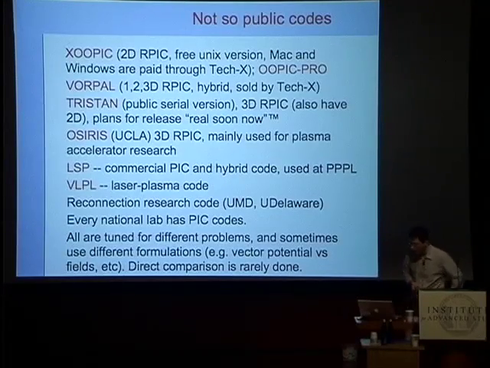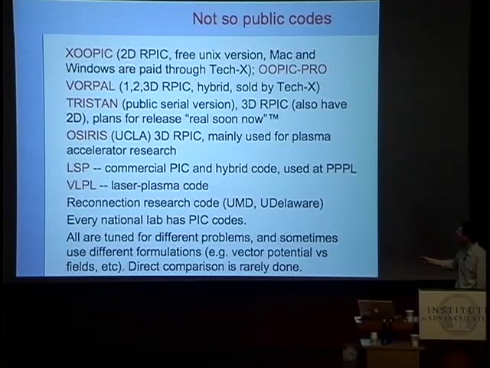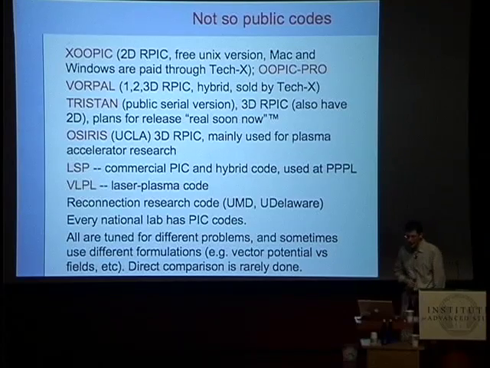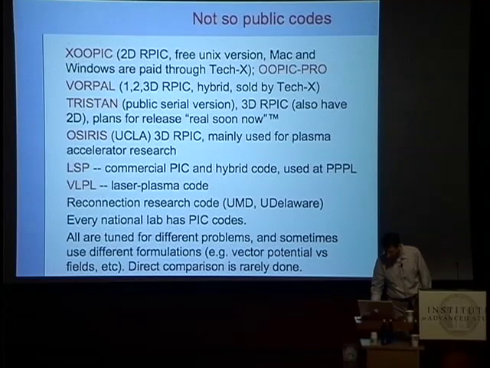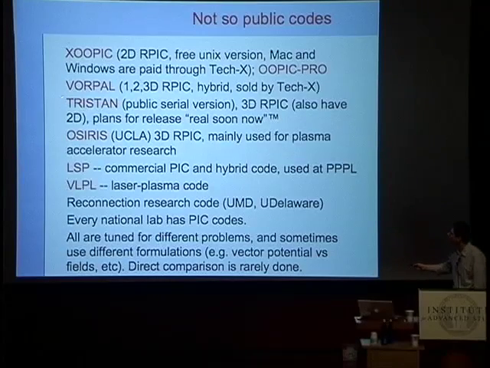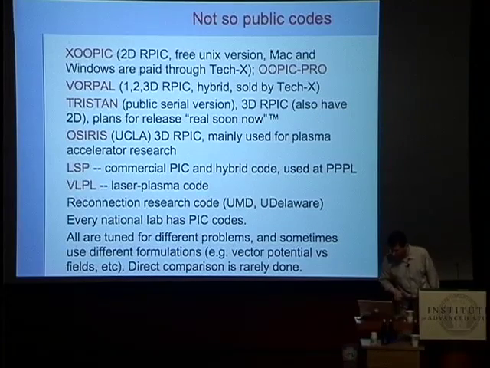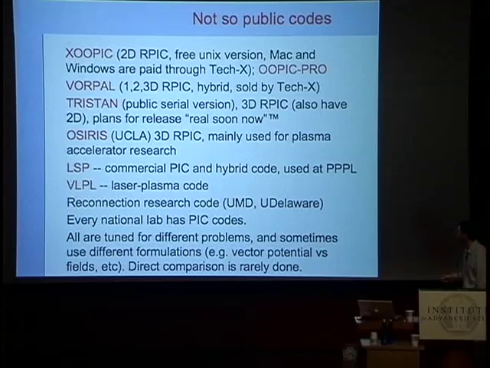Okay, so XUPIC is a public code. There is also this more commercial version called UPIC Pro, which is the one I recommend we download. It's probably easiest to install if you just want to use it for a few days. There are also 3-dimensional codes like Warpal, and Tristan is a public code, and it will be released real soon now as a public code as well. So it's a 3D parallel particle-in-cell code.